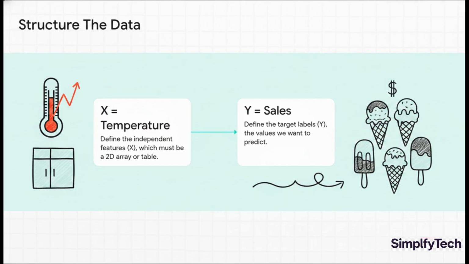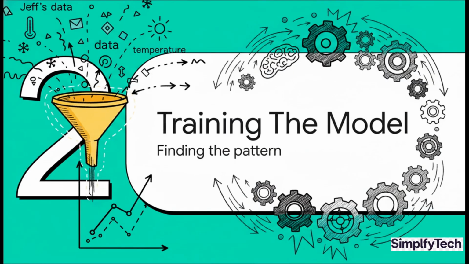Now, in the data science world, we have a little convention. We call our input data, the thing we know, like temperature, X. And we call our target, the thing we want to predict, like ice cream sales, Y. Okay, now for the really cool part. This is the learning in machine learning. We're about to feed Jeff's historical data to our model and literally ask it to find the hidden pattern connecting the temperature to his sales.